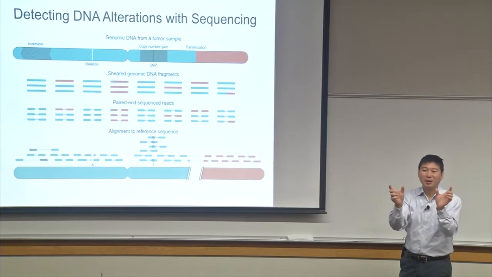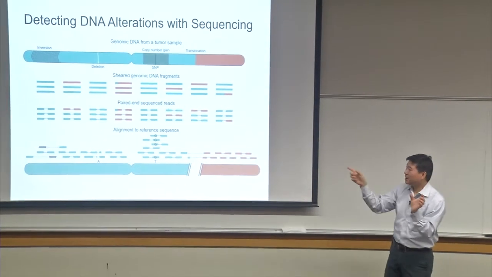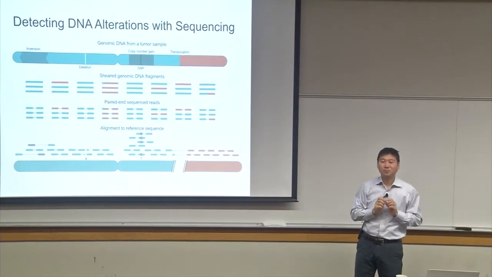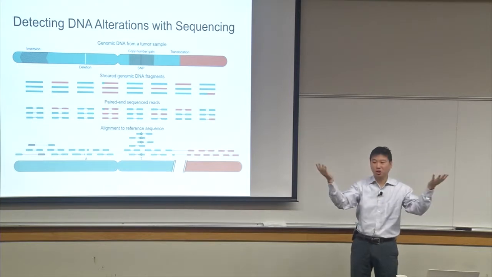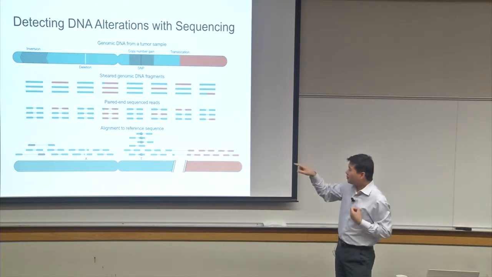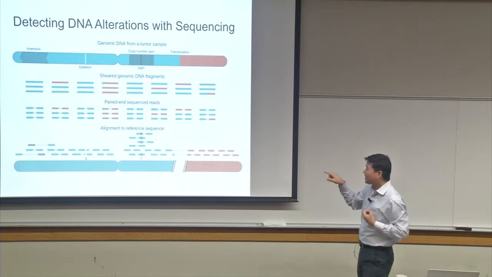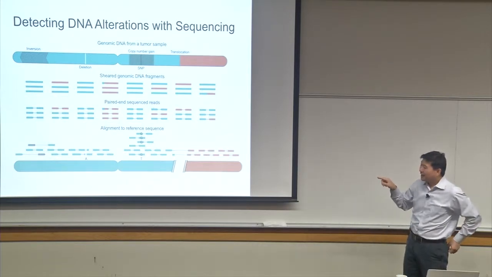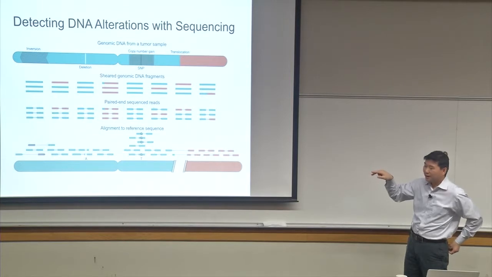Now you can use a computer algorithm to align these read pairs back to a reference genome. A reference genome is a healthy genome. So now you align the reads back, and the alignment of this short read compared with the healthy genome tells you a lot.